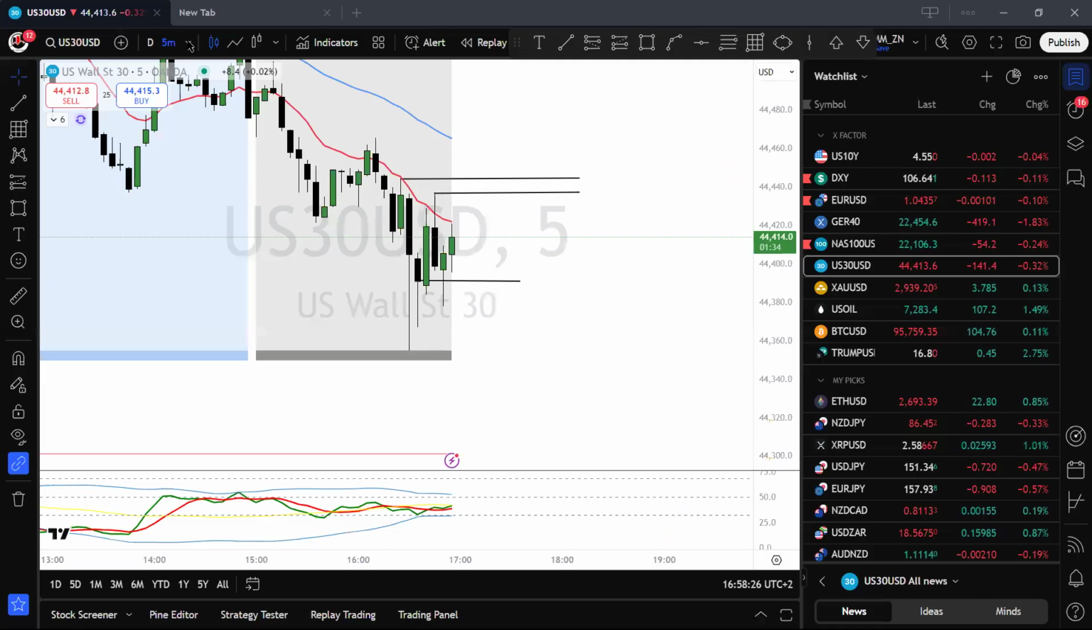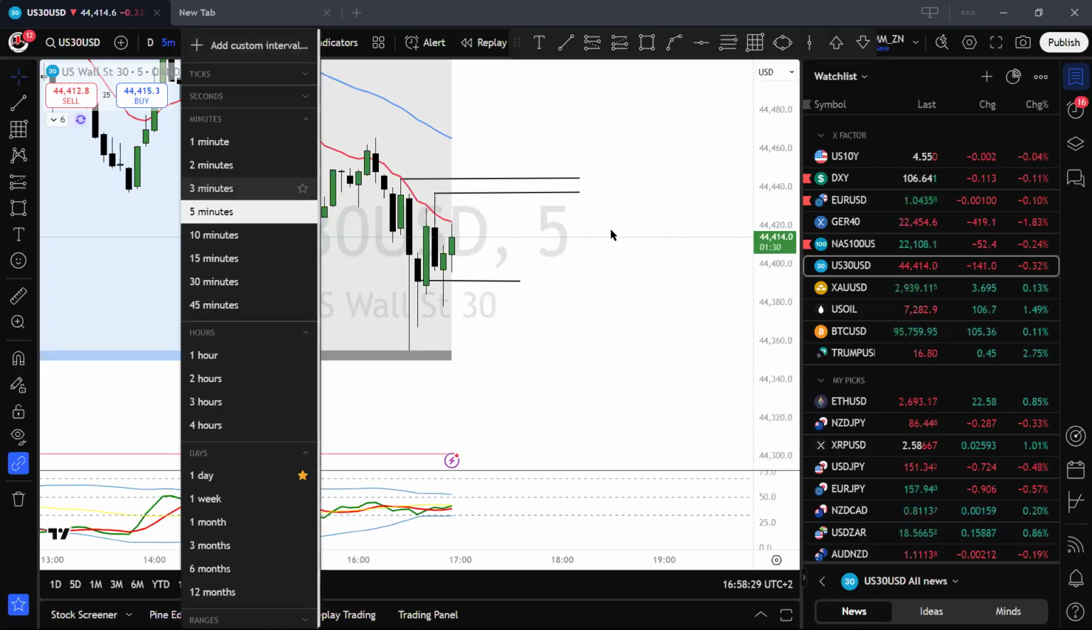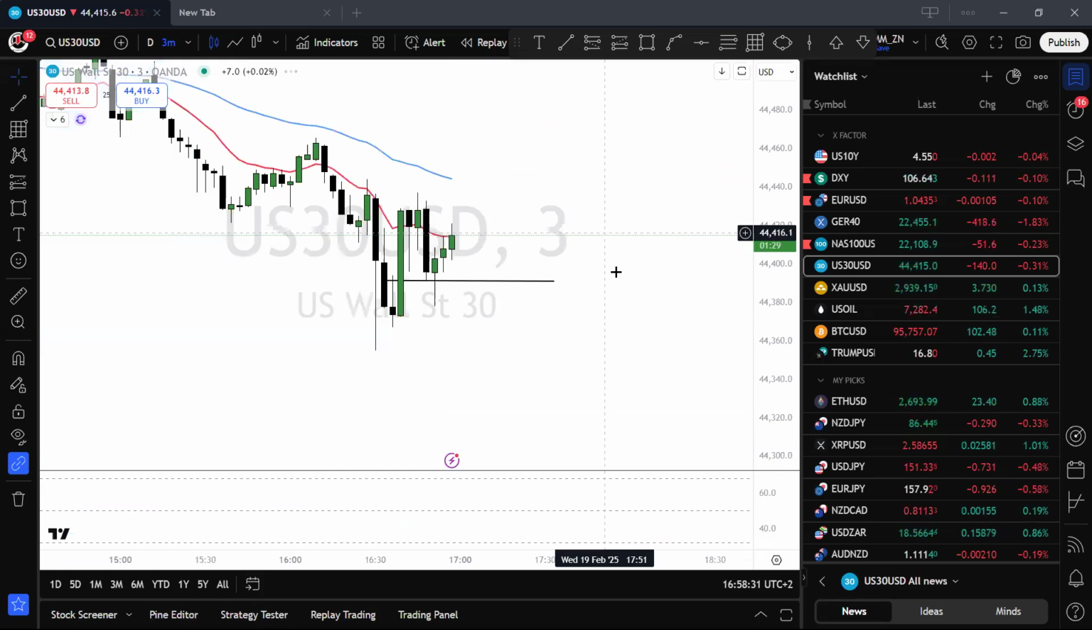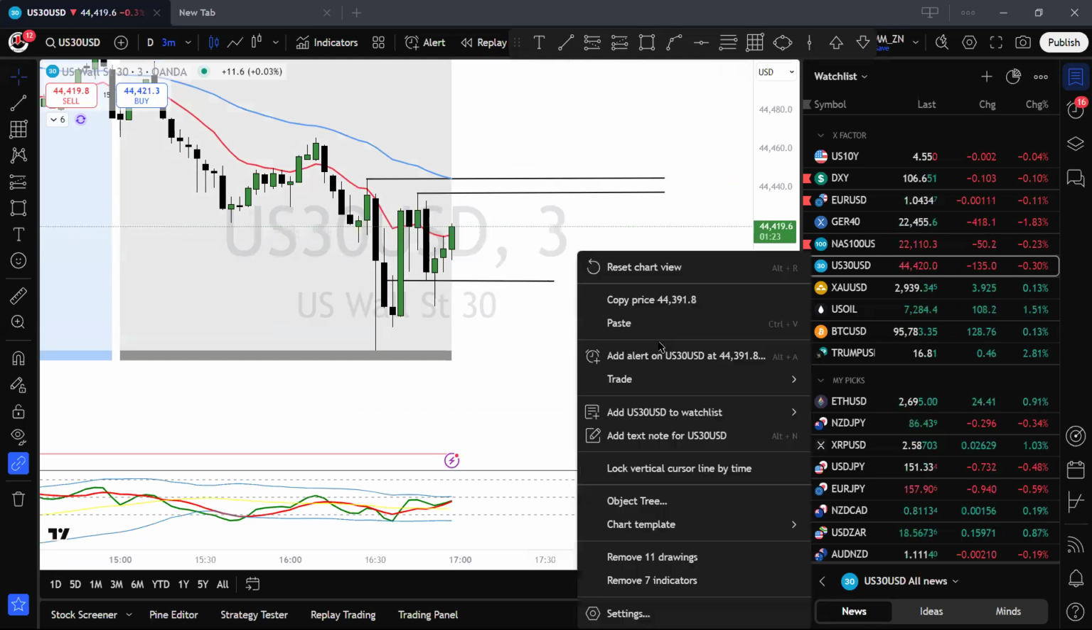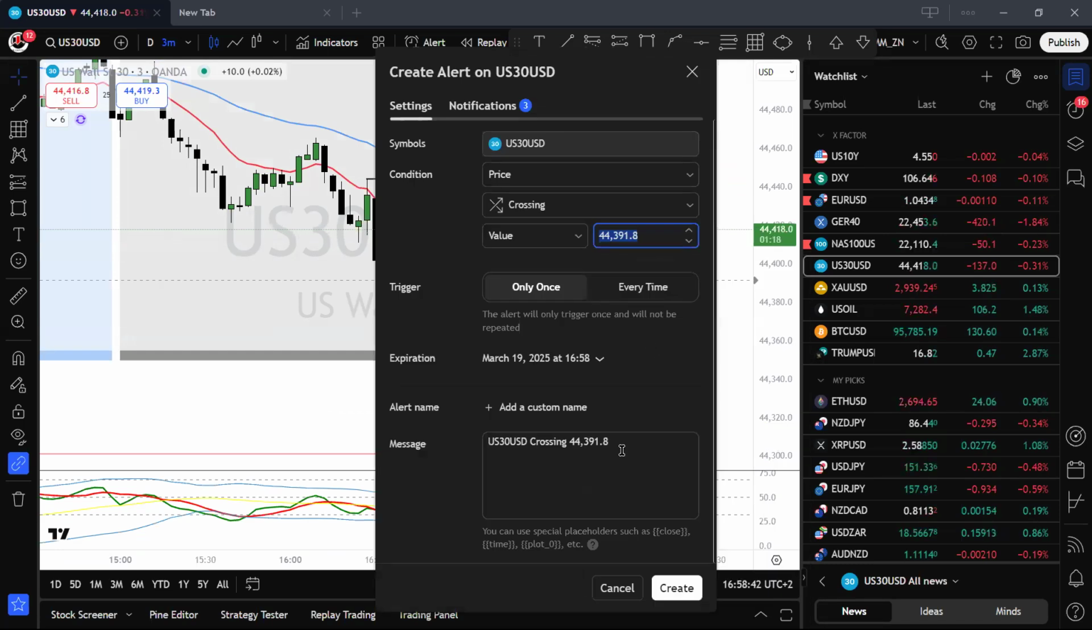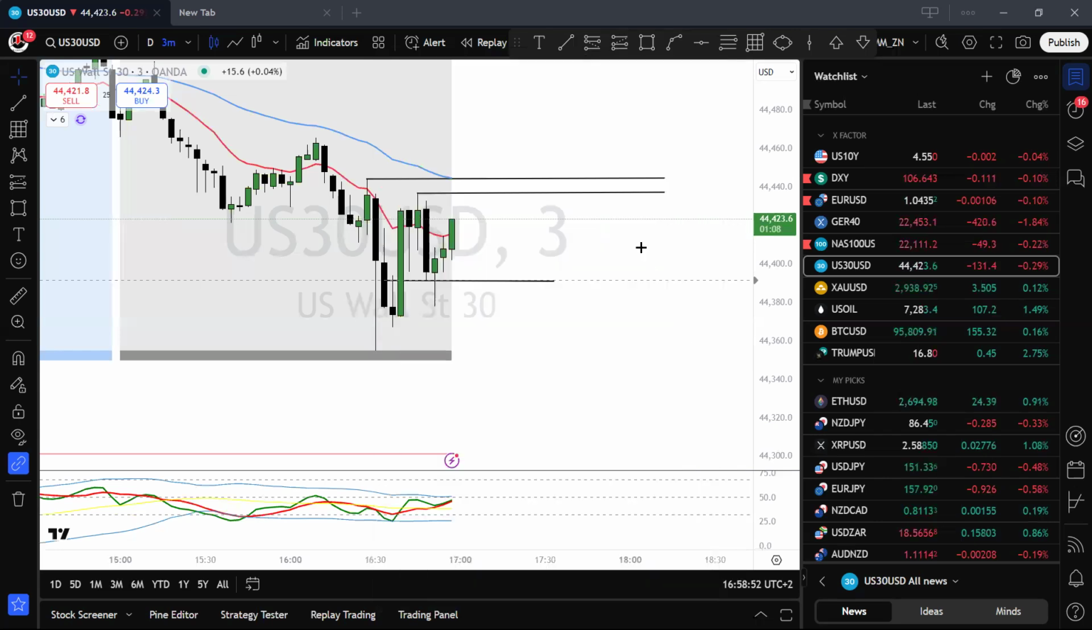I'll just wait for an entry on the 3-minute. Maybe I'll just put an alert so that we can continue checking other things. So I'll put my alert here for a potential sell stop. Okay, that's it. We're done with analyzing this for now. Price might come take out this liquidity. You might even come as high as here. That's still okay.